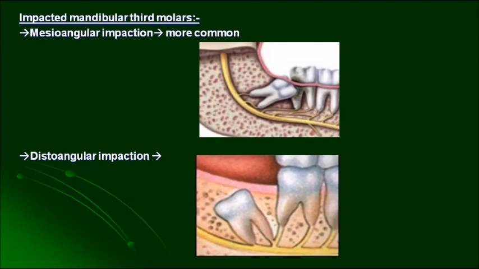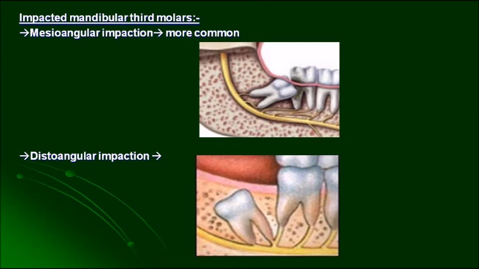So depending upon the angulation in which the impacted tooth is lying in the alveolar bone, based on that we can classify, they are classified into mesioangular impaction, distoangular impaction. Okay, so mesioangular impaction is the more commonly found impacted tooth. So look into the first picture, how is it impacted? The mandibular third molar tooth is actually impacted in a mesioangular position. Okay, so that is why it's a mesioangular impaction, and that is the most commonly found impaction type.